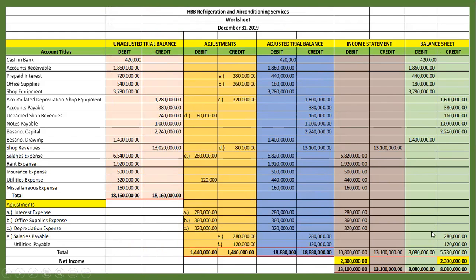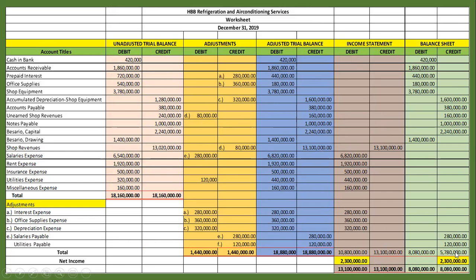So your total debit should have 8,080,000, and then your total credit should have 5,780,000. Then get the difference. It should give you the same amount as your income statement. Okay, so the moment you get the same amount, more or less you are correct. But the moment you get a different amount here, I think there has to be an error when you are preparing the items here. This time we have the same amount, so it's okay.